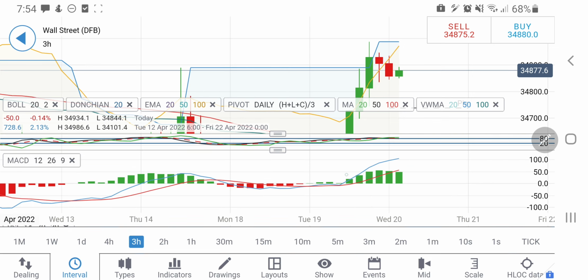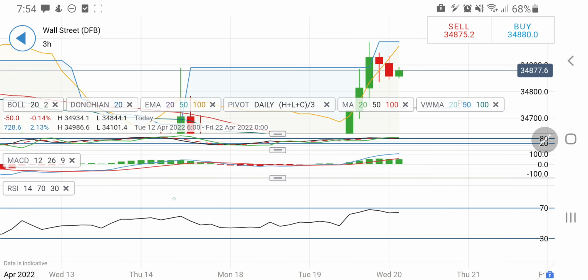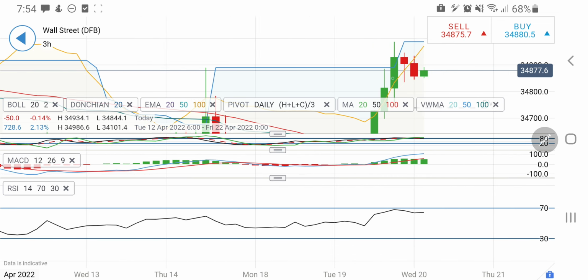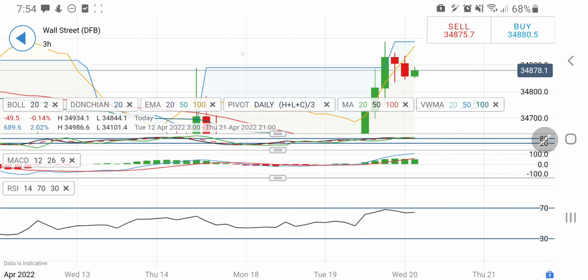3-hour stochastic is overbought, and a little drop can be expected. MACD is trying to converge for a crossover on the sell side, so probably it will try to break this zone at 34,850, and then from there a drop can be expected. So yes, don't trade between 34,950 and 34,850, or rather 34,800 levels, and below that and above that you can take a long and short position accordingly. That is what is appearing here.